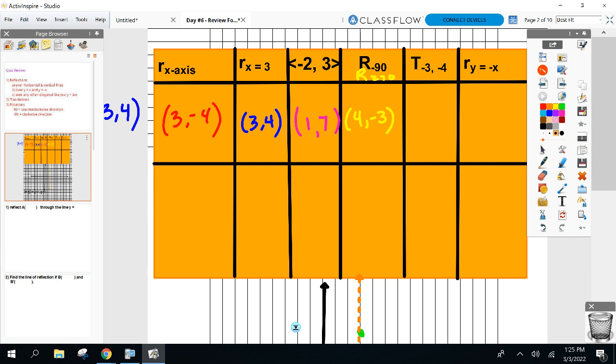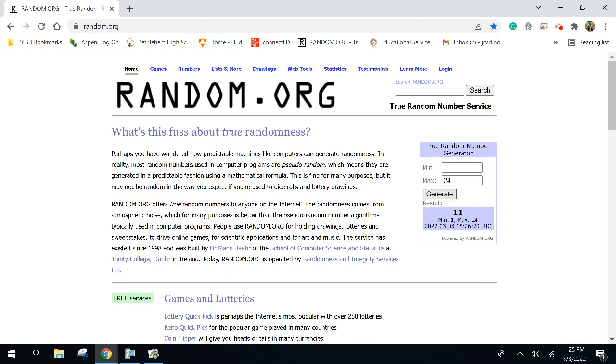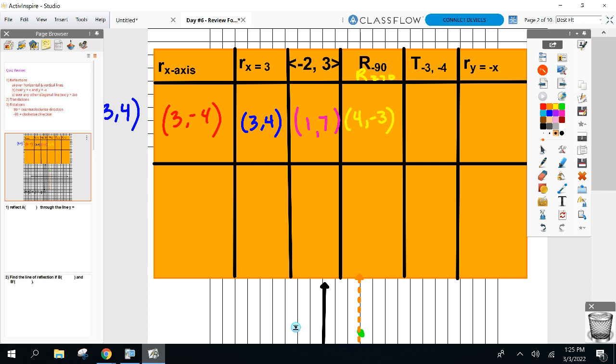Capital T, another way I can write a translation. -3, -4. Again, tell me what direction and distance are we going? Left 3, and down 4. Moving left 3, down 4.